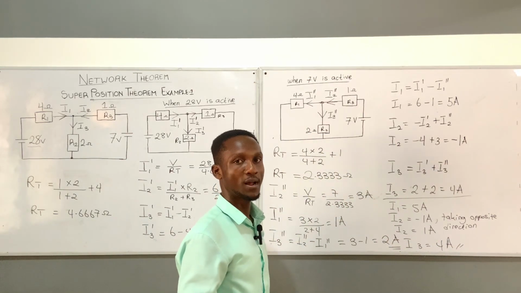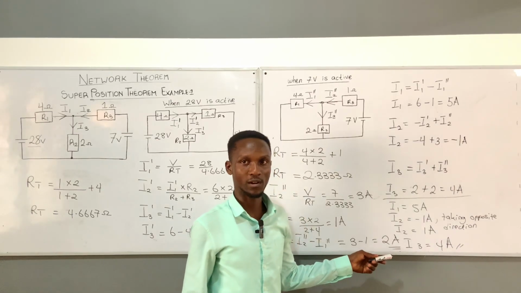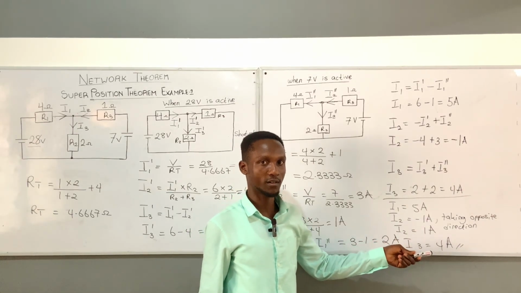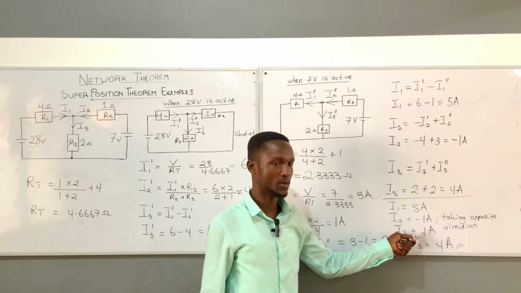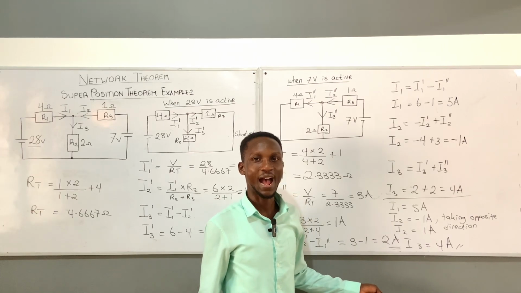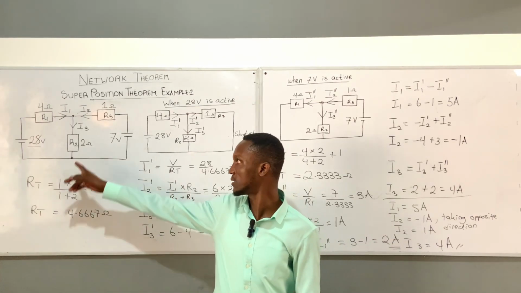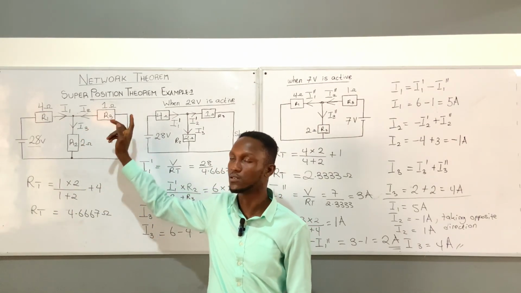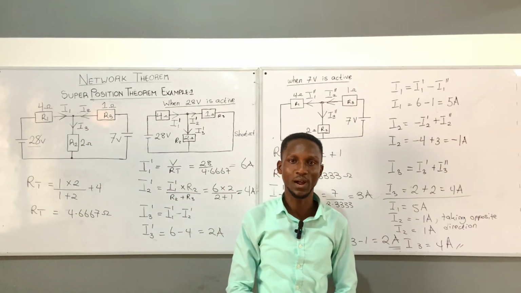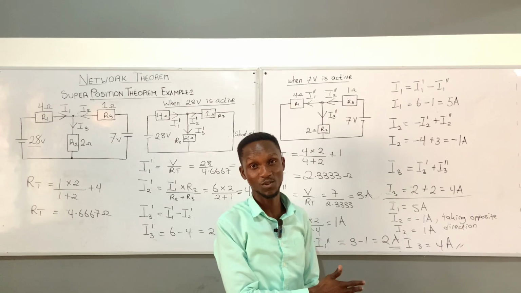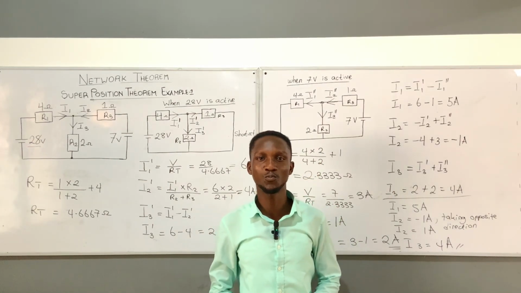So remember that anytime you take an opposite direction that gives you a negative current, you have to state it, okay? You have to let the person know that if you take the other direction, you're going to get a positive result. So that means that if I had taken the opposite direction here, I would have gotten 1 amp, which is still correct. So it doesn't mean that it is wrong. Alright, so this will be all for this one.